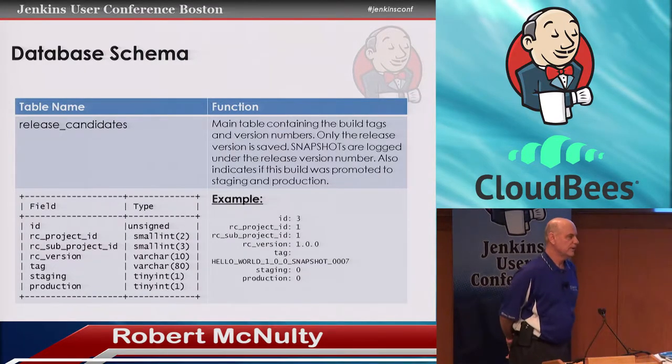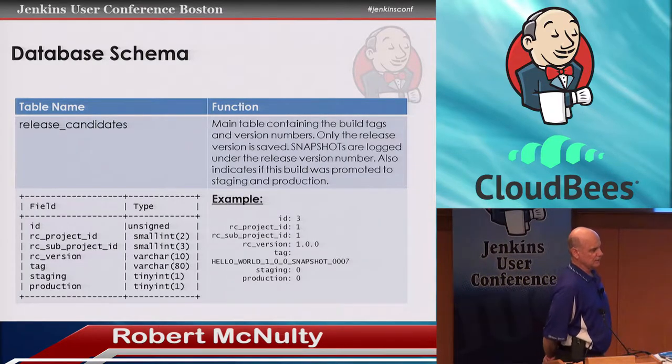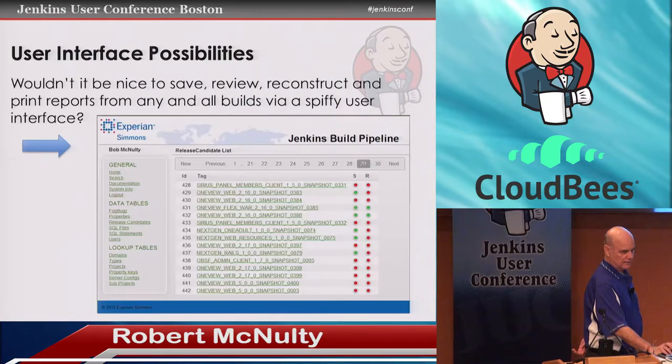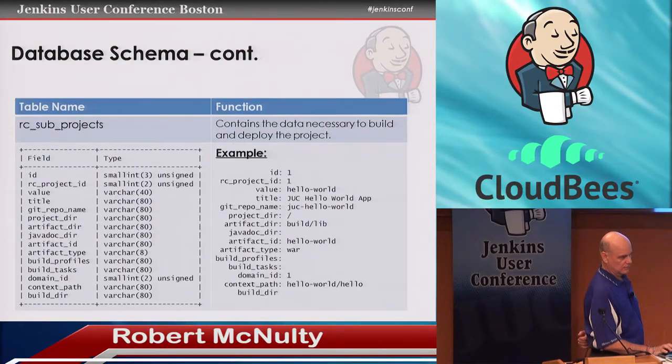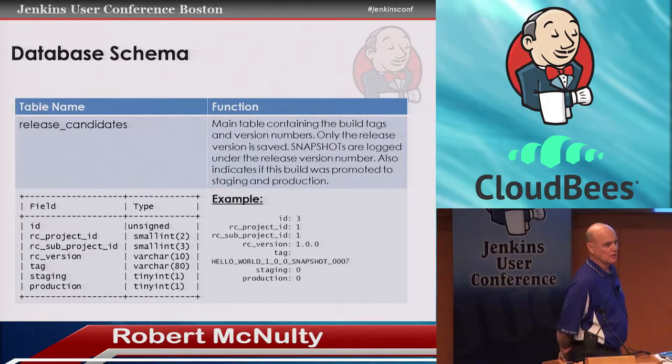I'm going to go a little bit over the database schema. I don't want to get into too much detail, because it's rather mundane. But some of these are necessary. So, for example, for this table that we're looking at here, that is the main table. The release, I just call it release candidates. Contains build tag and the version numbers.